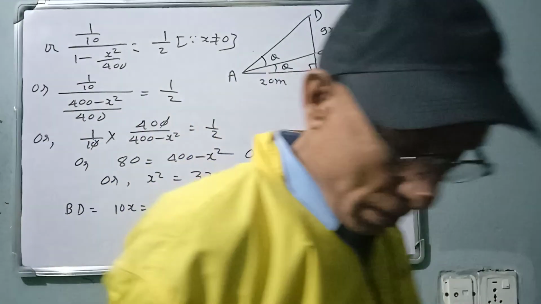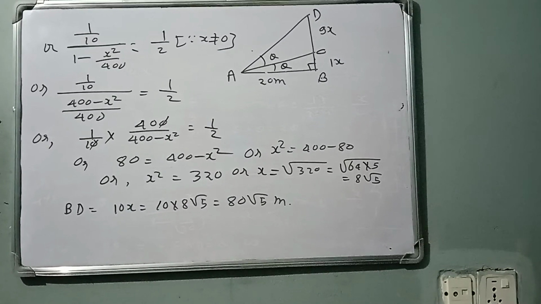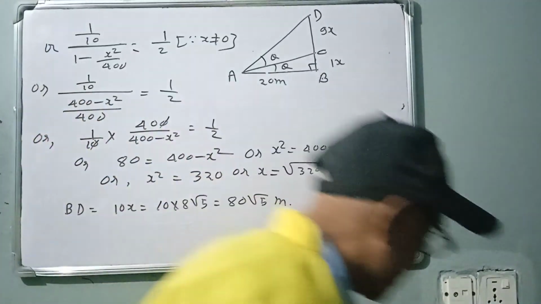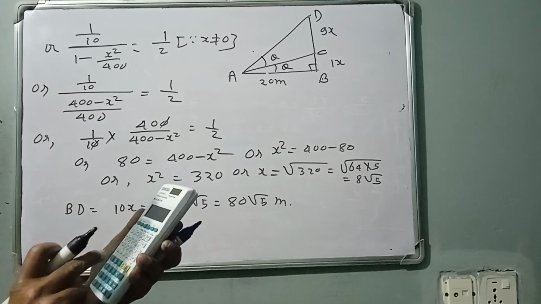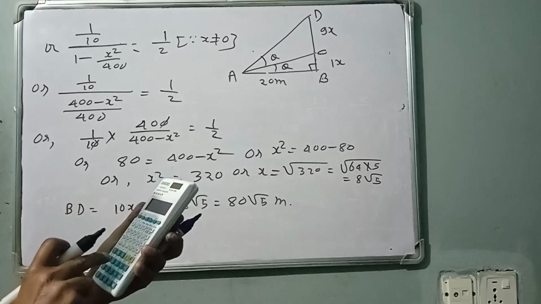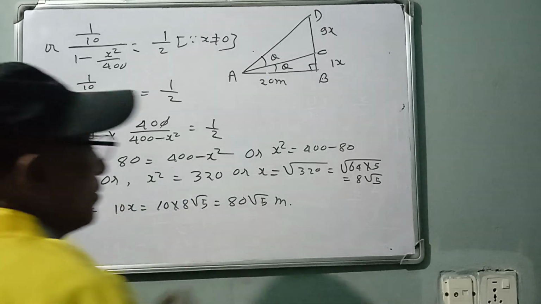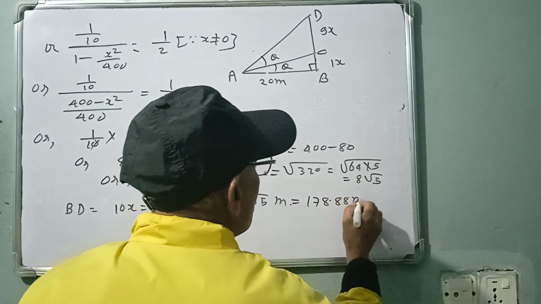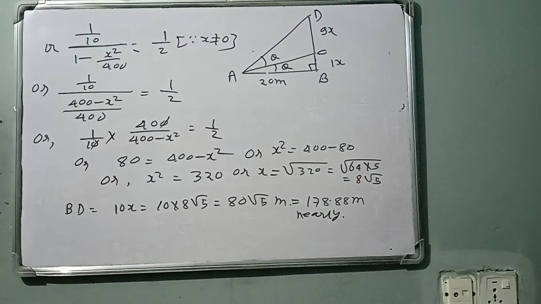Or if you want in point form, you can write in decimal: 80 root 5 equal 178.88, or 178.88 meter nearly.